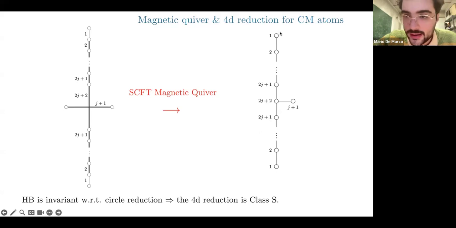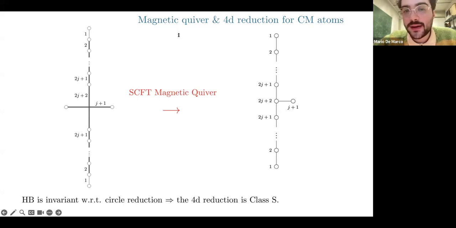So please note that on the right I'm drawing a quiver, a 3D quiver, whose nodes are of type U(N). While on the left, there is a pictorial representation of a 5-brane web, in which the dots instead correspond to 7-branes.